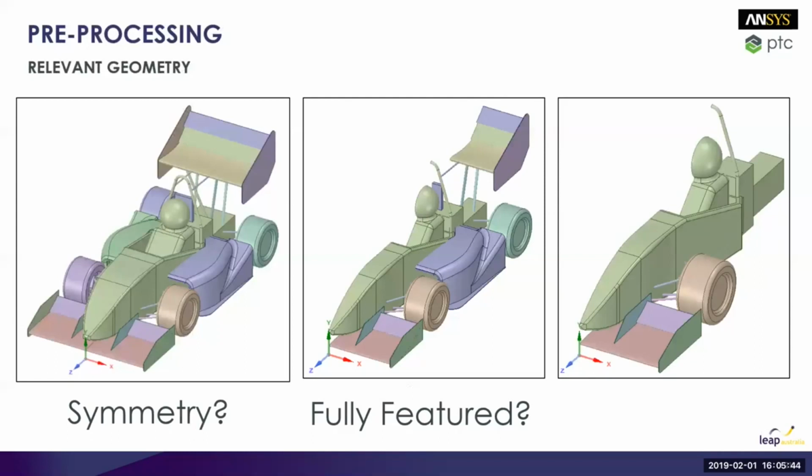Now, if we wanted to go into some yaw simulations, well, the car isn't necessarily in a straight line, so we have to use the full car, and that's much more computationally expensive, but it's necessary, especially if you wanted to do an analysis of the car's stability.